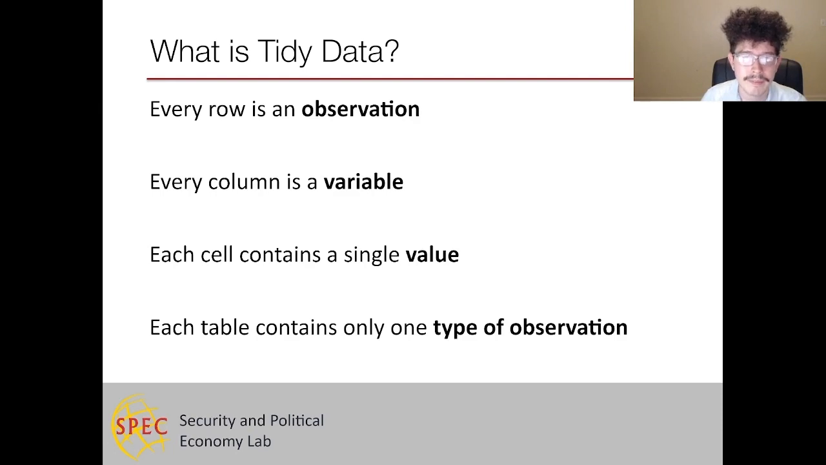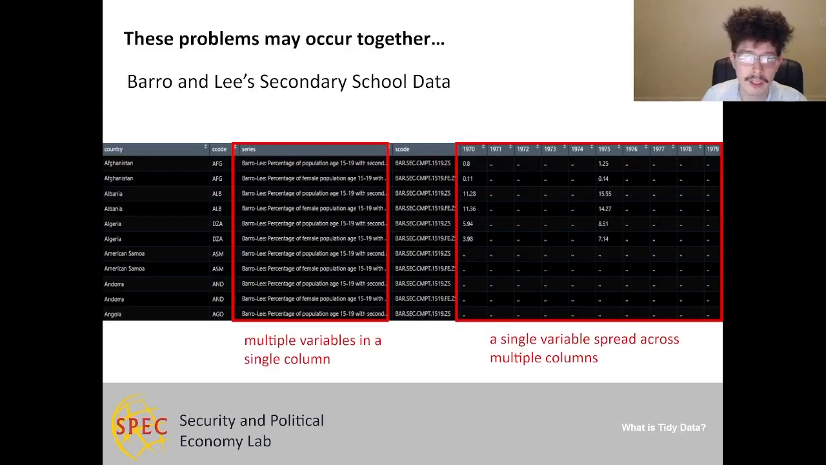Now let's check out some common examples of messy data we may run into and explain how to clean this data up. This is a data frame containing 2 of Barrow and Lee's measures of educational attainment. These data represent the percentage of the population aged 15 to 19 that's received secondary school education, as well as the percentage of the female population that's received secondary school education on the country year level. When data is tidy, every column contains a single variable. But what happens when we have multiple variables in the same column like in this data frame?